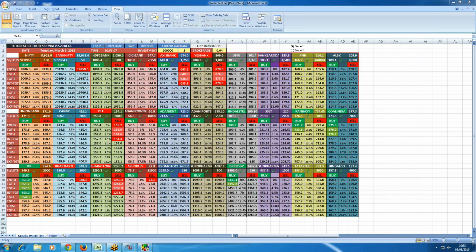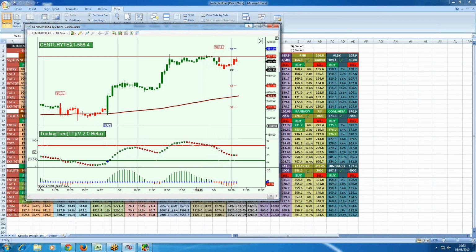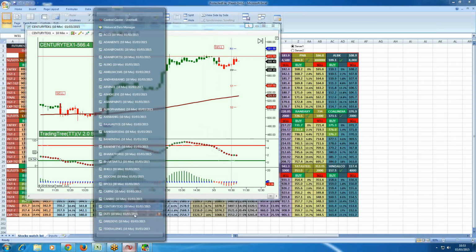Usually once we install the applications, you don't get a problem. In case there is a problem, you can just ping us. Since we will be online all the time, we can rectify it within no time. The requirement for Futurestree is that you should have a Windows-based operating system and MS Office 2007. And for the Tradingtree, you should have a .NET application. That's what is needed. That's it.